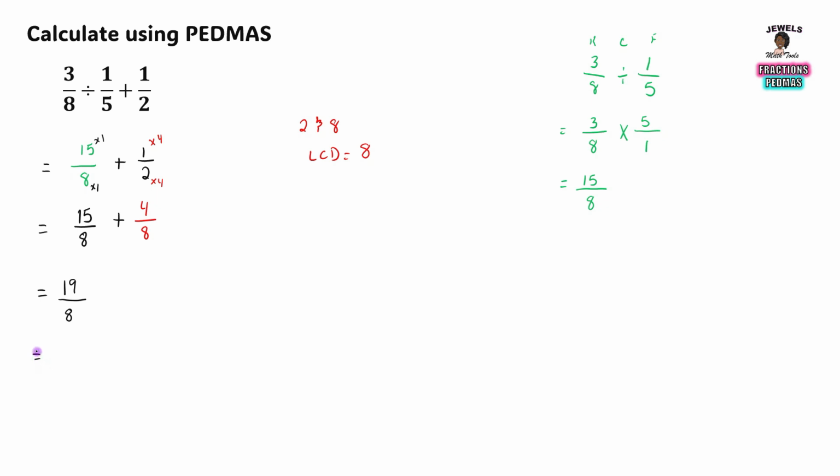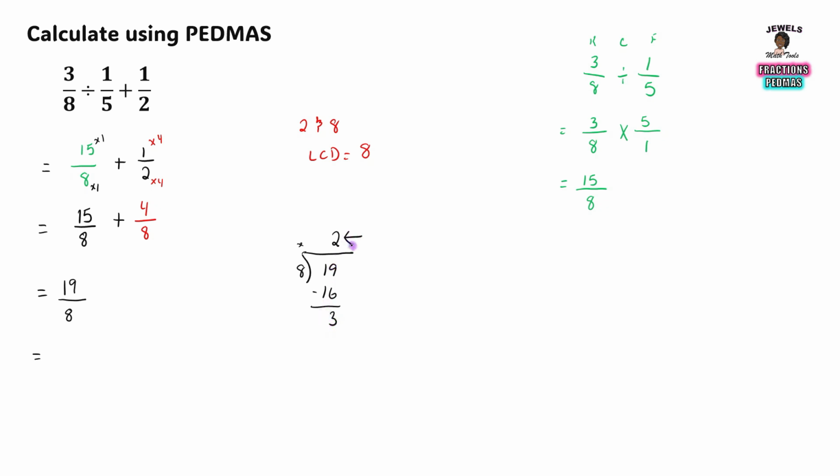So now that I've added my fractions, I'm now going to convert this fraction into its mixed fraction form by dividing my 8 into 19. So 8 will divide into 19 twice. 2 times 8 will give us 16. And when 19 subtracts 16, we have the difference of 3.